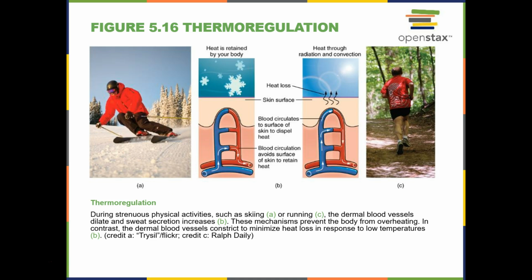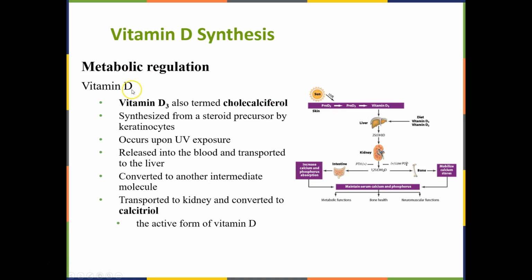Our skin functions in thermoregulation, which I've talked about a few times, but I'll just quickly show you this because it's a good picture. Our blood vessels in our skin will vasoconstrict when we don't want heat to be released from our body. So think of cold environments. And they vasodilate when we do want the heat to be released, so when we're exercising. And then we have metabolic activities. So vitamin D synthesis starts at our skin.